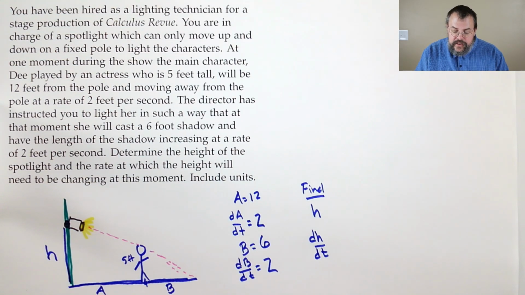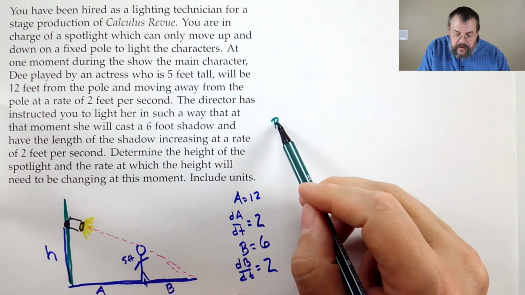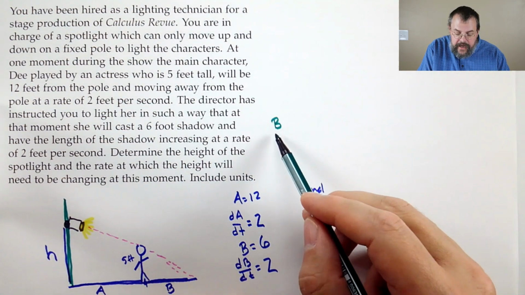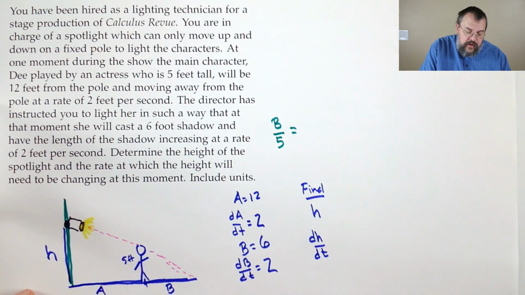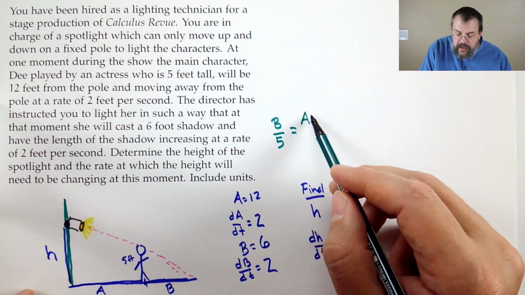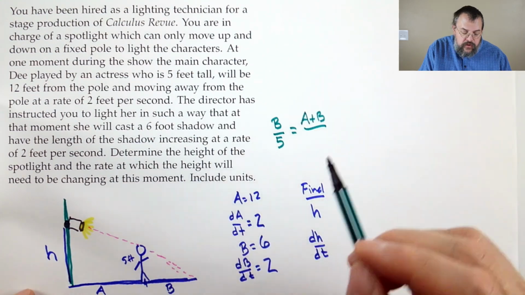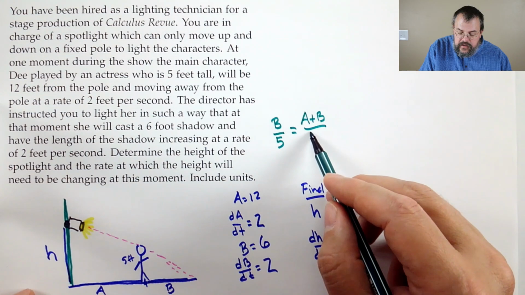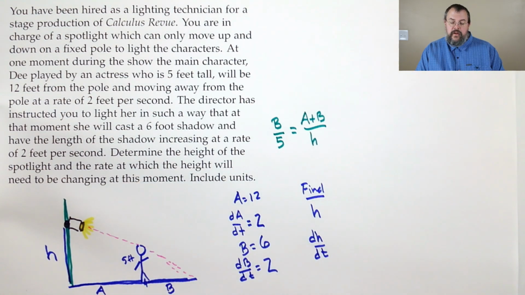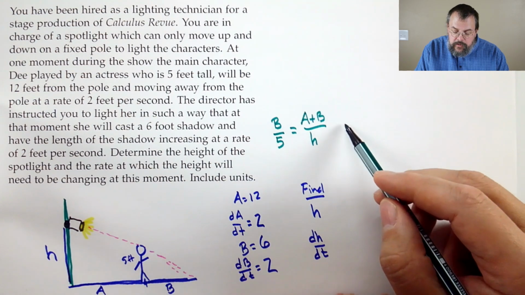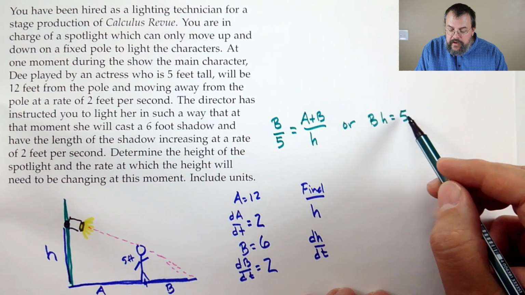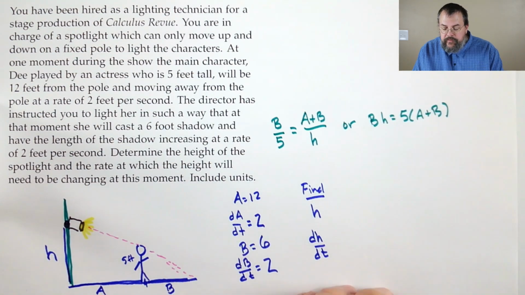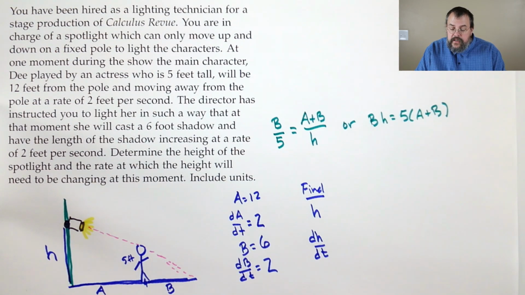So our relationship tells us that the length of the shadow is to the height of our actress, B is to 5, as the length from the shadow to the pole, which is the two lengths together, A plus B, is to the height H. Or we could write this as B times H is equal to 5 times (A plus B). So, let's find H.